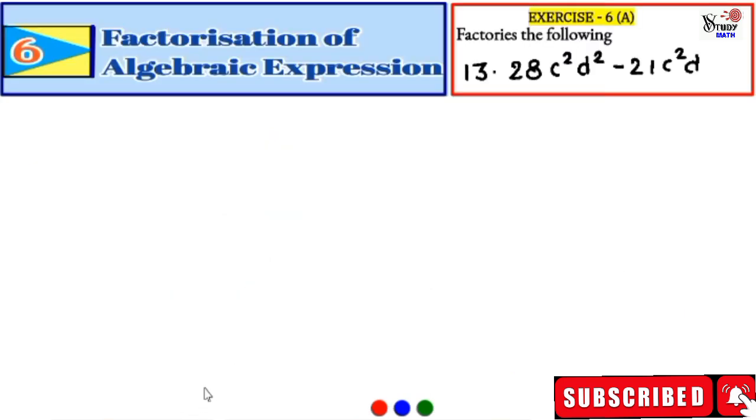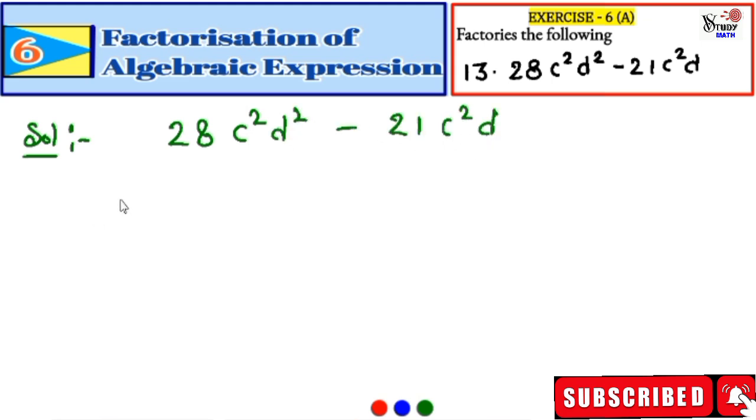Now move to the problem number 13. Let's do the solution of problem number 13. We have 28 c square d square negative 21 c square d. So here again I mention the thing, d and d is same, is in both the terms. So which d will we take common? Where the d to the power is smaller. Here d to the power 2, but here d to the power 1.